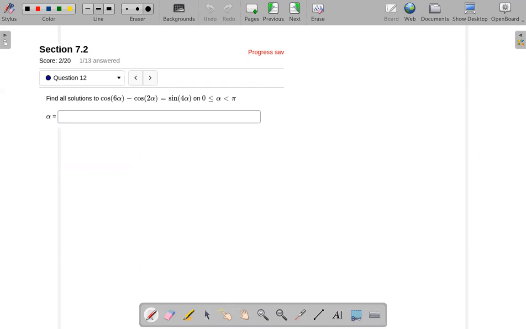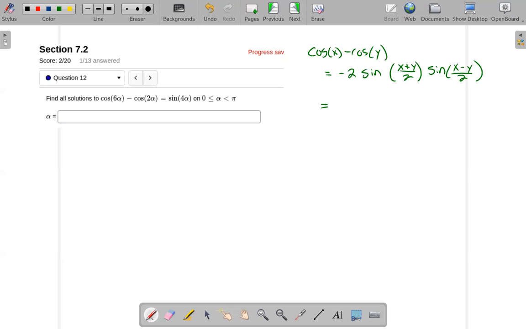And so their formula, applying it to that, maybe I'll just rewrite it with an x and a y, for example. So they said if you have something like cosine of x minus cosine of y, then that's going to be equal to -2 times the sine of x plus y over 2 times the sine of x minus y over 2. And my x is 6 alpha and my y is 2 alpha.